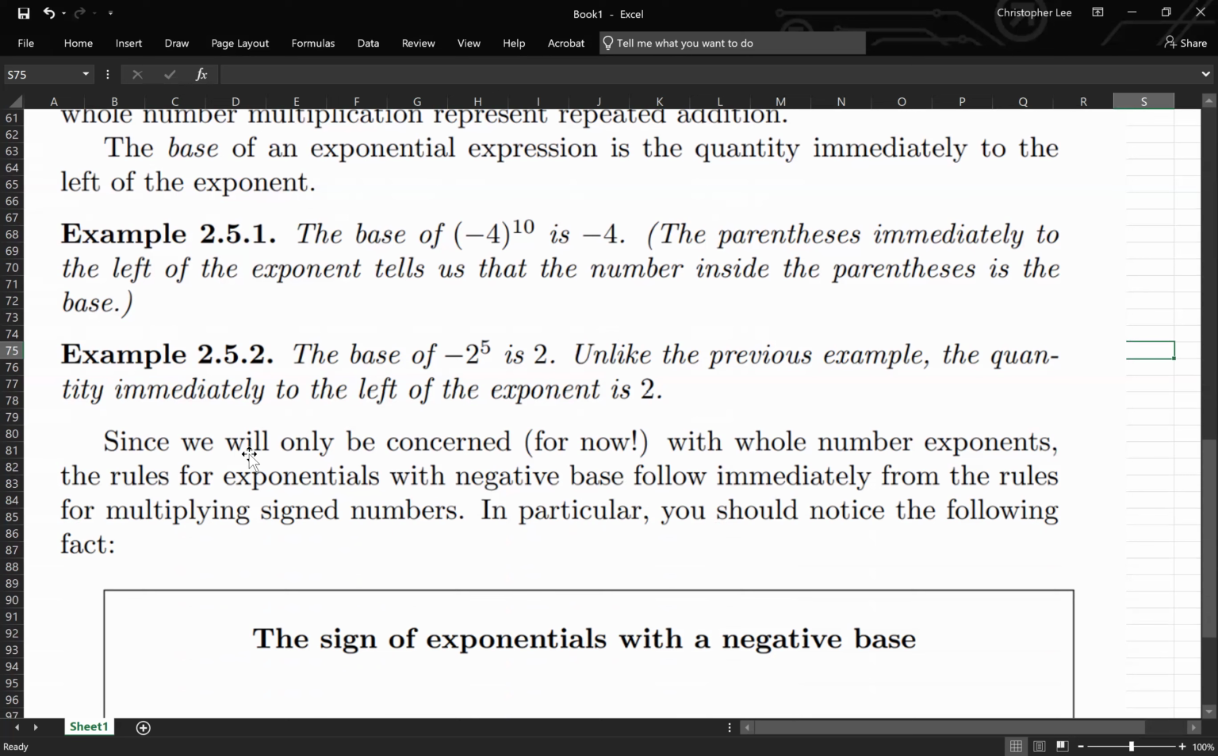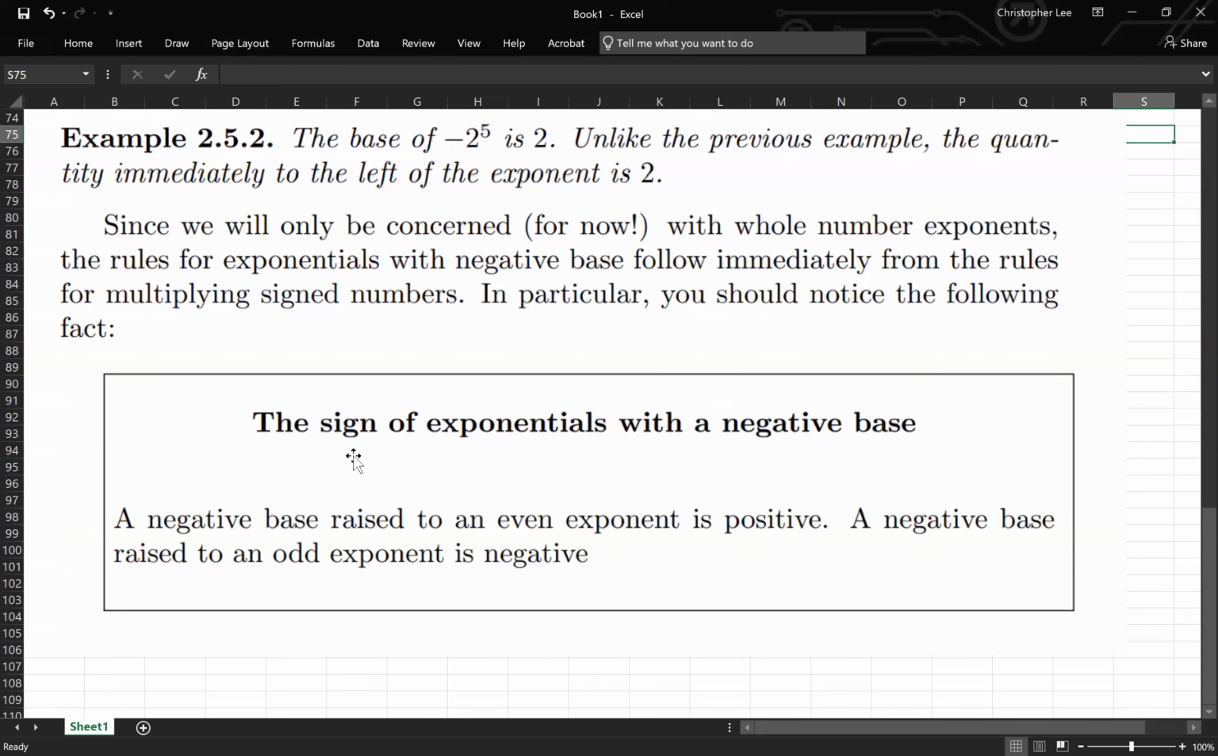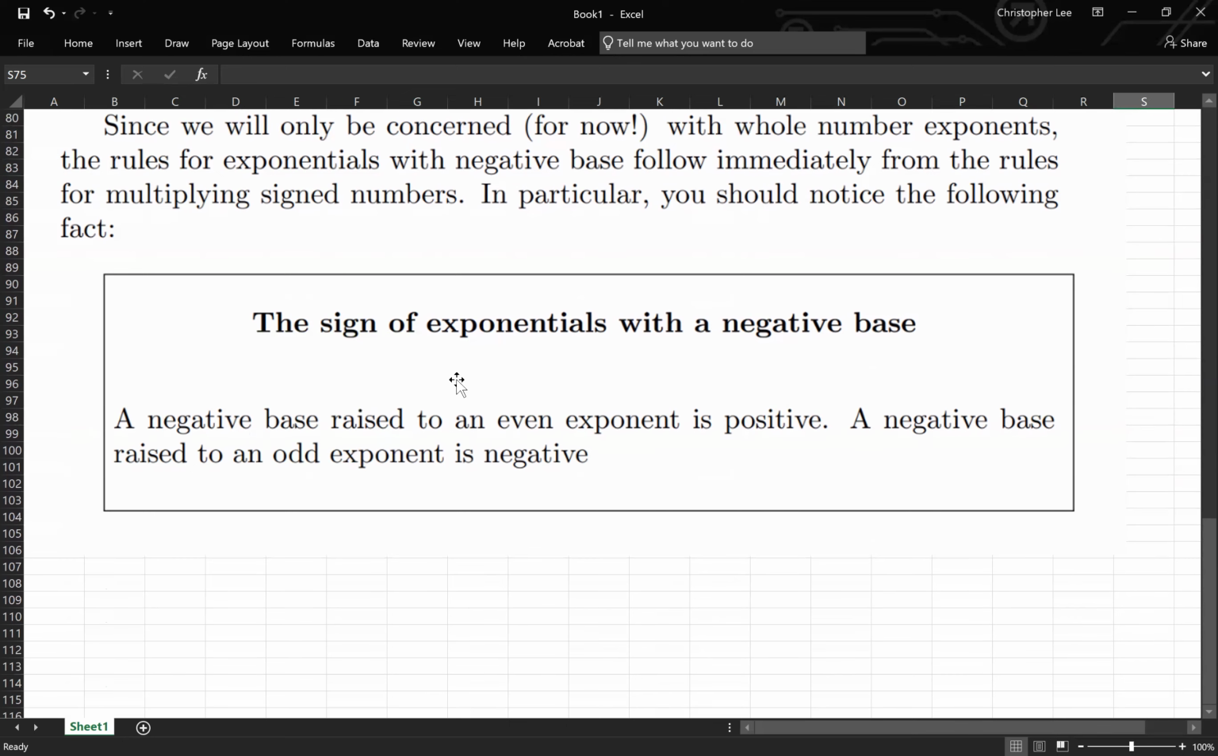Since we will only be concerned for now with whole number exponents, the rules for exponentials with a negative base follow immediately from the rules for multiplying signed numbers. In particular, you should notice the following fact about the sign of exponentials with a negative base. A negative base raised to an even exponent is positive, and a negative base raised to an odd exponent is negative. This is really important. Remember that.